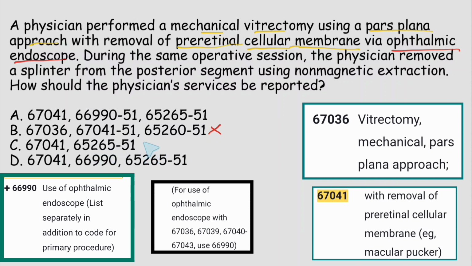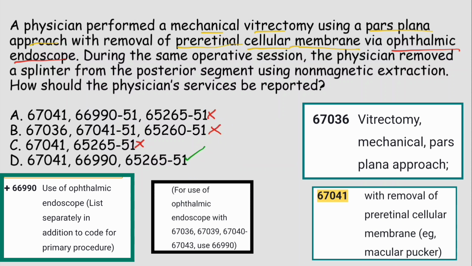So eliminate option C. It is very important to check the parenthetical notes below the code because it provides very important information directing you to the correct answer. Okay, so we eliminated option C. Now we are left with option A and option D. In option A, along with 66990, they have appended modifier 51. But according to the guideline, we should not append modifier 51 with 66990. And also it is an add-on code, so we should not append modifier 51. So eliminate option A.